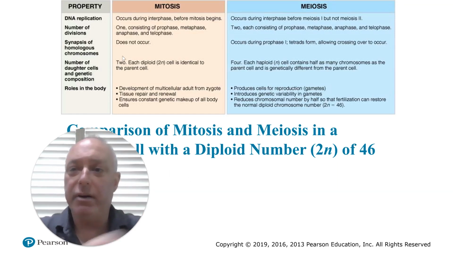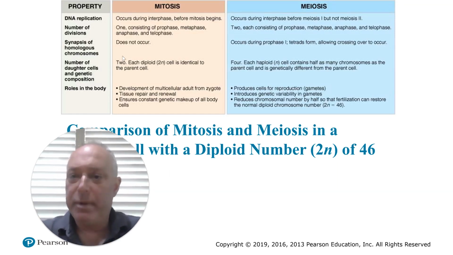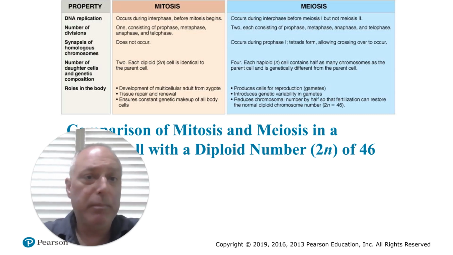And we can compare. So for mitosis, DNA replication occurs during interphase. That is the same during meiosis. The number of divisions during mitosis is 1, whereas during meiosis, the number of divisions is 2. Each mitosis has a PMAT. Meiosis also has a PMAT1 or a PMAT2.